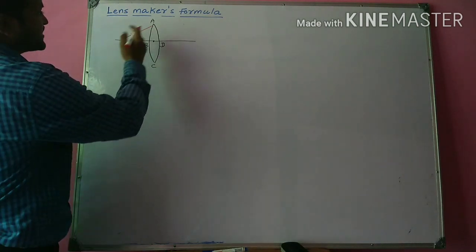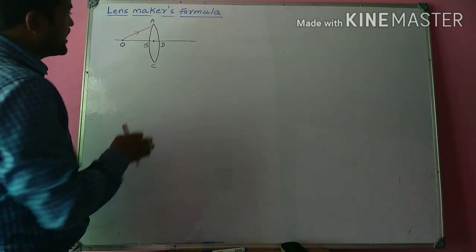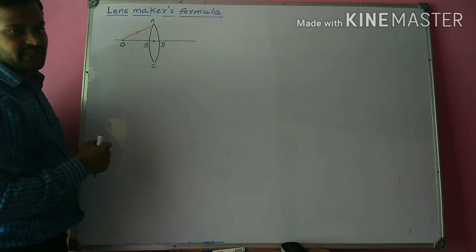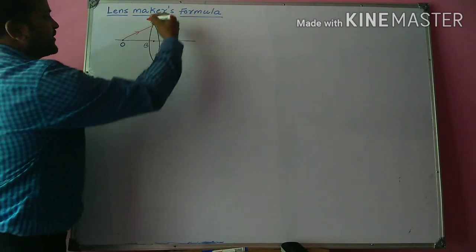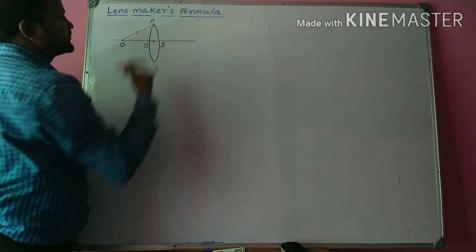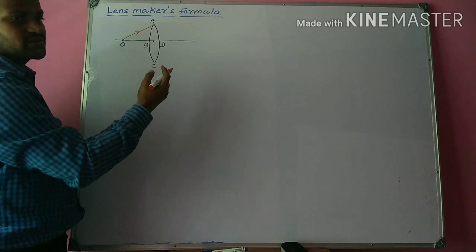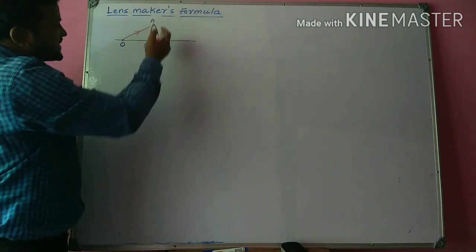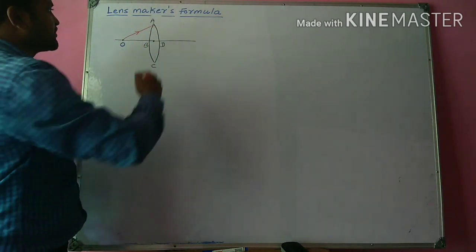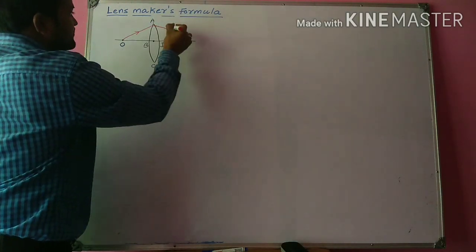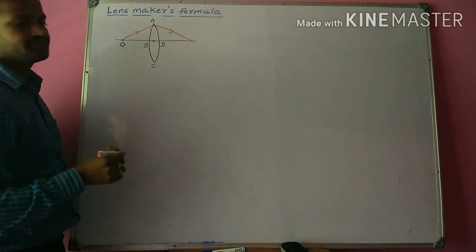When the light ray is incident on the convex lens, it undergoes refraction at the first surface, the ABC surface. It changes its path. It undergoes refraction like this. And the light ray undergoes refraction at the ADC surface also. It changes its path. Finally, it touches the principal axis somewhere here.